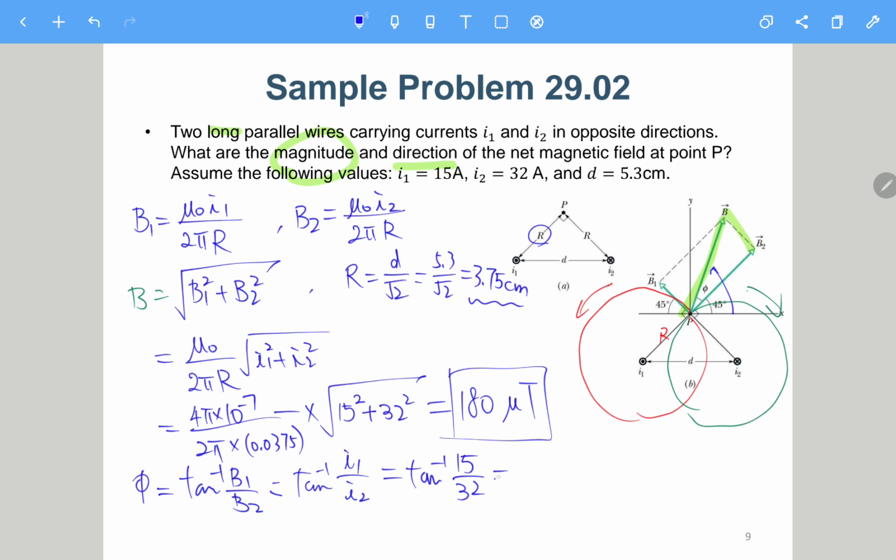So this is 25.1 degrees. Finally, this angle we may call theta. This theta will be 45 degrees plus 25.1 degrees, which is 70.1 degrees from the positive x-axis.